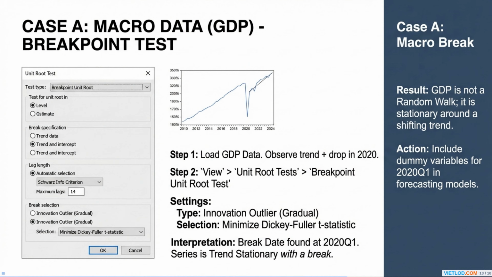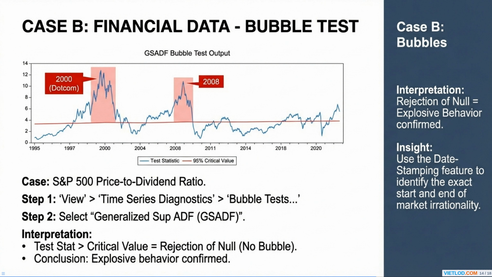We navigate in Eviews to View, then Unit Root Tests, and select Breakpoint Unit Root Test. In the settings, we specify the test for the level of the series with a trend and intercept. We choose an innovation outlier to model a gradual recovery and let Eviews find the break date that minimizes the Dickey-Fuller t-statistic. The test identifies a break in the first quarter of 2020 and finds that the series is trend stationary once this break is accounted for.